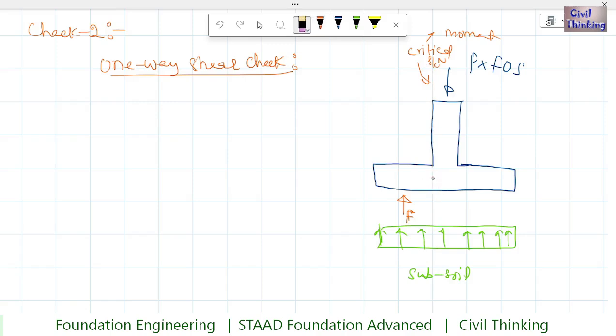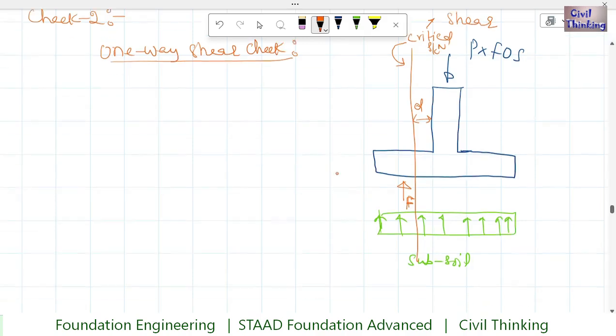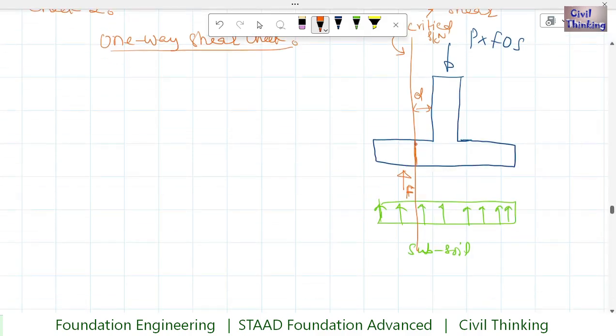But in the shear check, what is the critical section? The critical section is at some distance d from the face. Now again, how much is going to be d? It again depends on the code that you are following. But this is our critical section for shear. So we have to find the shear force on this.